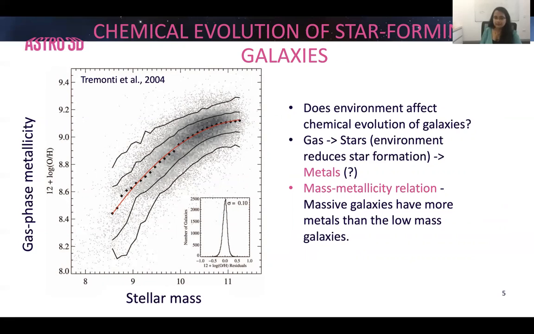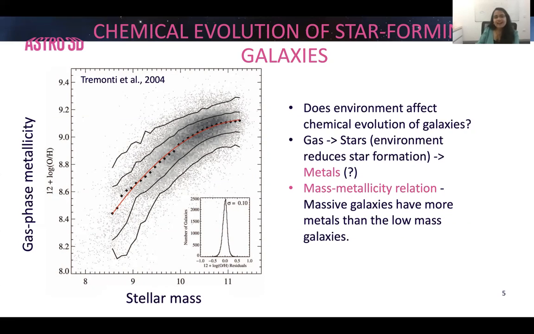To see if environment affects the chemical evolution of galaxies, we try to look at where the cluster galaxies lie on the mass metallicity relation. Basically, the only plot on this slide is the mass metallicity relation. We have known about this relation for a while now. It's about 15, 16 years actually.